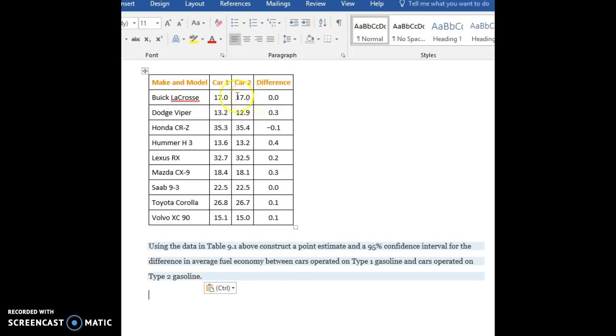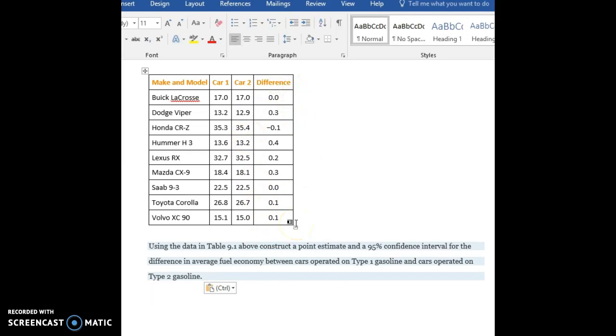And we always want to subtract in order. So if I start with car one's data, I have to start with car one's data in all of the subtraction, which you notice leads us to a negative value on this Honda CRZ. That's okay. That's perfectly legitimate in this process. All right, so we're going to work with this column right here as we do our confidence interval.